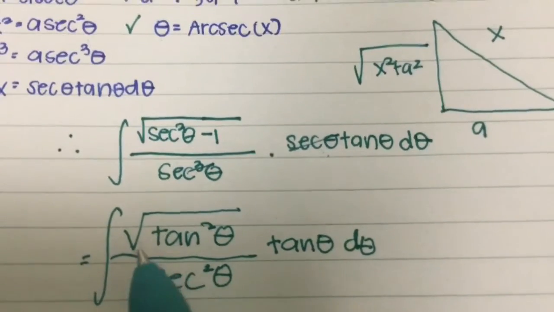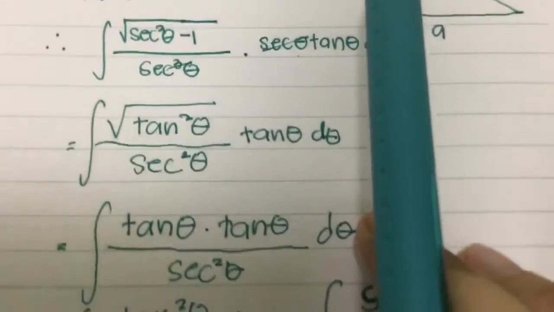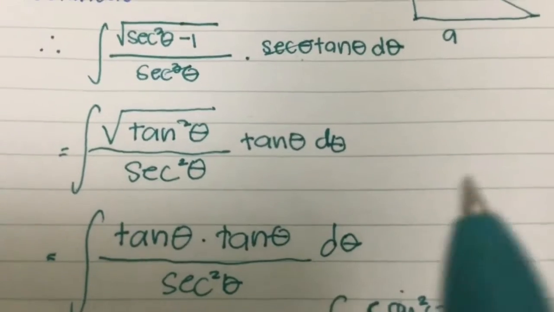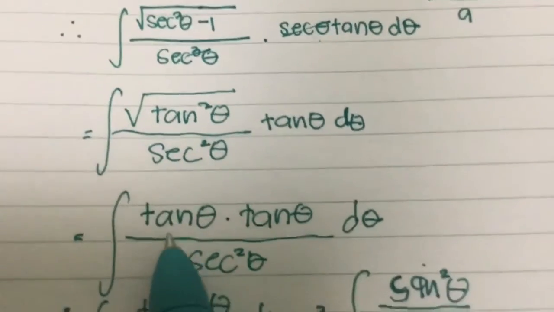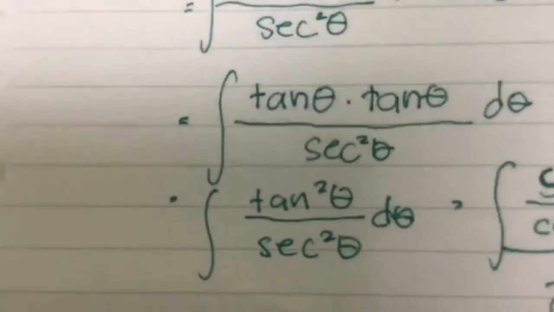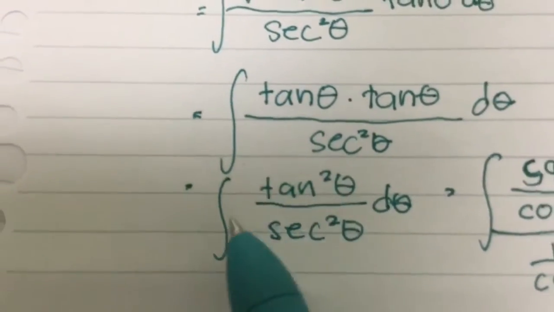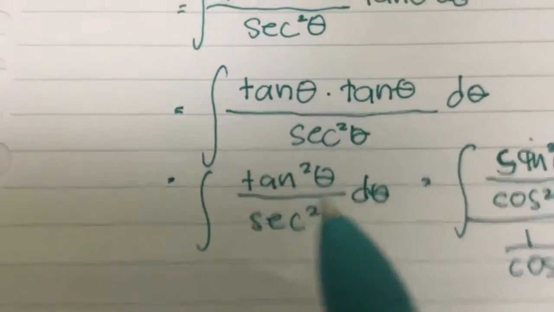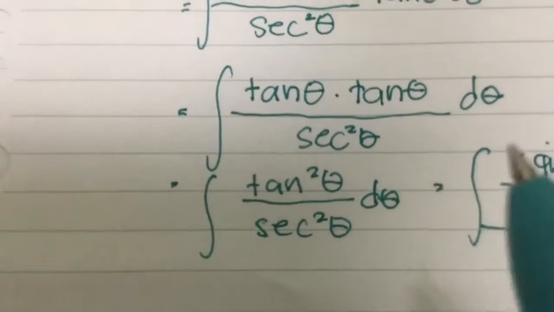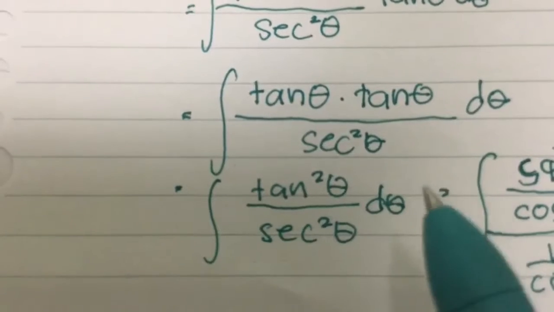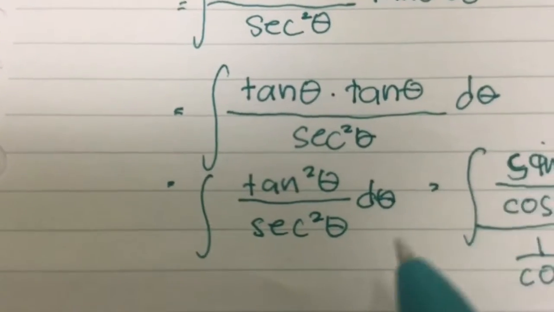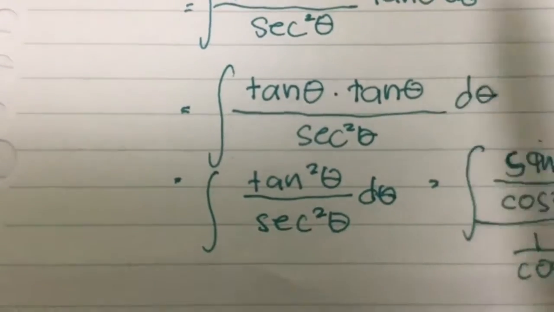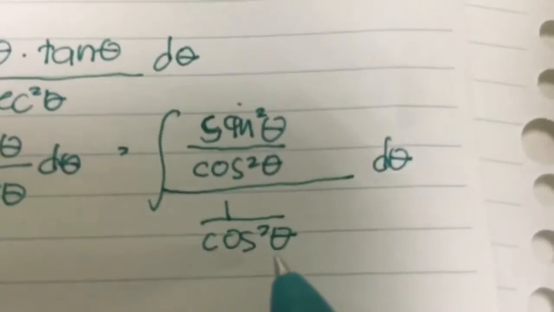In this equation, we could actually eliminate our square root, giving us tan theta times tan theta over secant squared theta d theta. Here we could multiply this both and have this equation: integral of tan squared theta over secant squared theta d theta. And in this part, we are going to use our trigonometric identity. For tan squared theta, we know it is equal to sine squared theta over cosine squared theta. And for secant squared theta, it is equal to 1 over cosine squared theta. Putting it into this new equation.